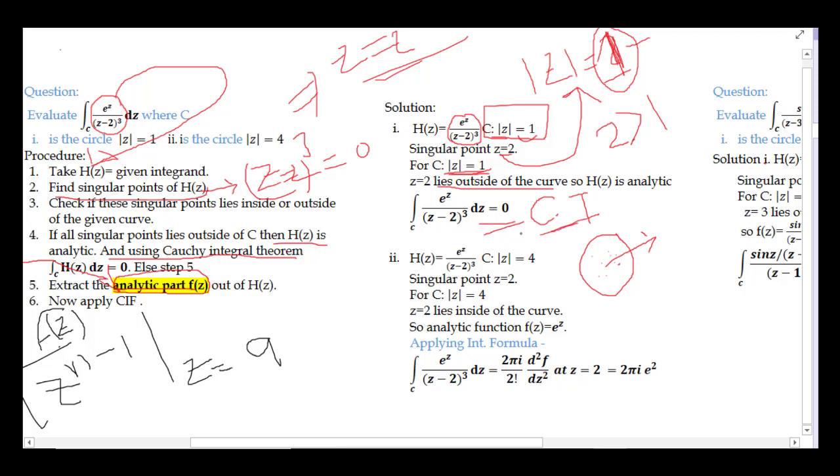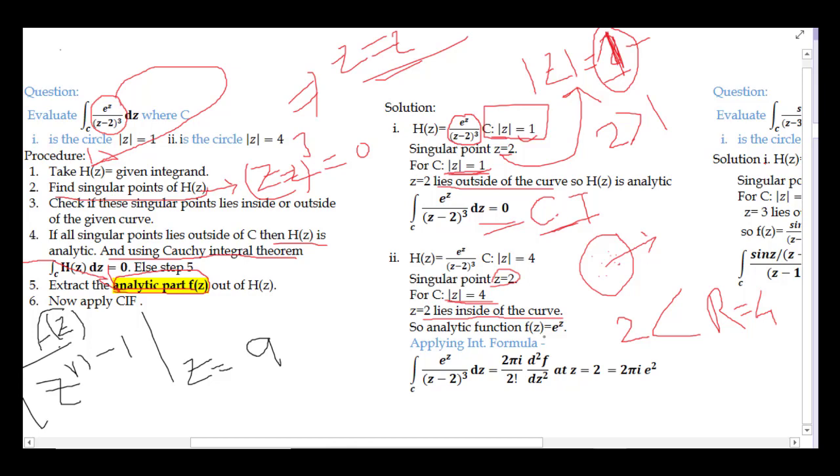Next, question number 2, part 2. H(z) equal to e to the power z divided by (z minus 2) whole cube. Here mod z equal to 4 is given to you. The singular point is again the same, but what is the difference? Let's see. Now the point we need to check is z equal to 2. When we put z equal to 2, I get 2 here, which is less than the radius. The radius is 4. So this means z equal to 2 lies inside the curve.